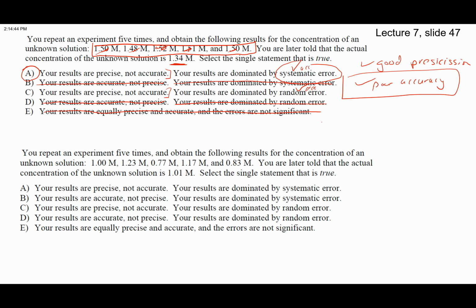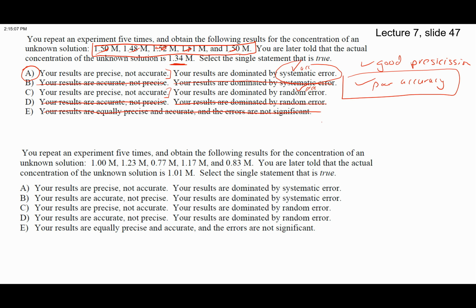Awesome. You repeat an experiment 5 times and obtain the following results for the concentration of solution: 1, 1.23, 0.77, 1.17, 0.83. You're later told the actual concentration of this solution is 1.01. Select the single statement that is true.